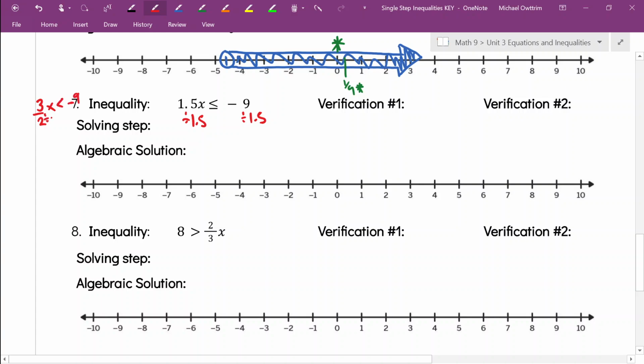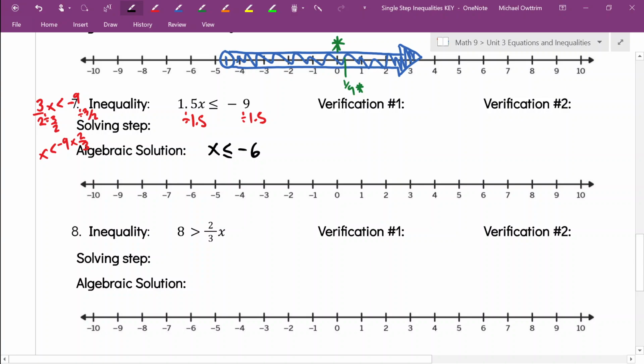Now I'm going to divide by that 3 over 2 and divide by that 3 over 2. That means x will be less than or equal to negative 9 times 2 over 3, multiplying by the reciprocal. That would be negative 18 over 3, which is negative 6. Now you could go ahead and long divide there as well. That would be another option for getting your answer of negative 6.